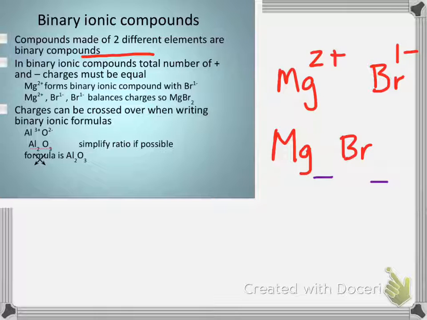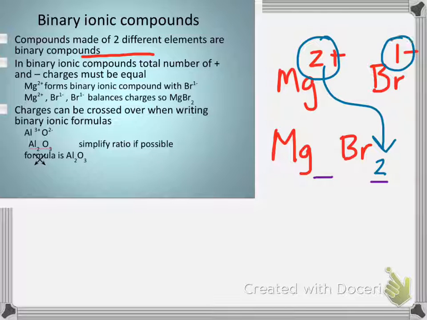The crisscross just refers to the fact that I'm using the magnitude of the charges to figure out how many of each I'm going to need. So I'm going to take the number from this, and I'm going to put it there. And I get a 2. I'm going to take the number from this, and I'm going to put it there, and I'm going to have a 1. So those are my subscripts.